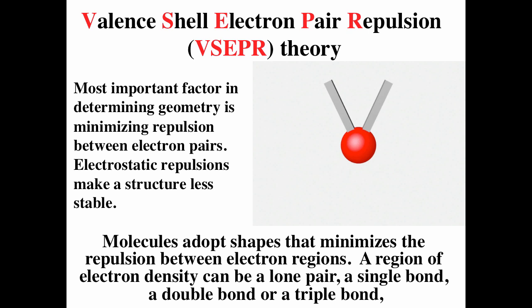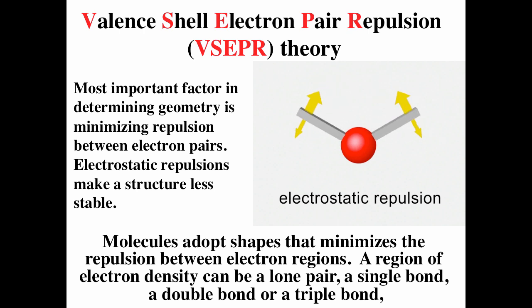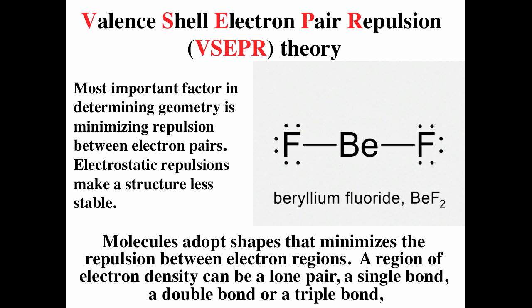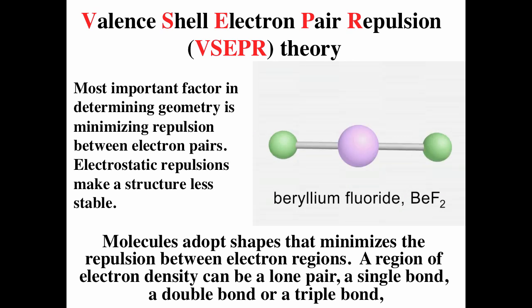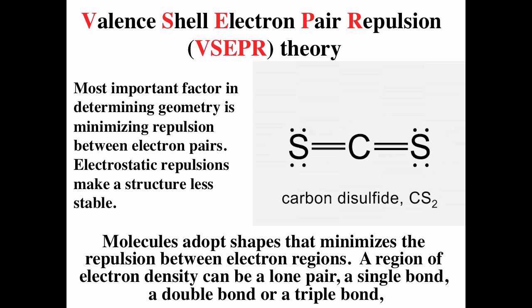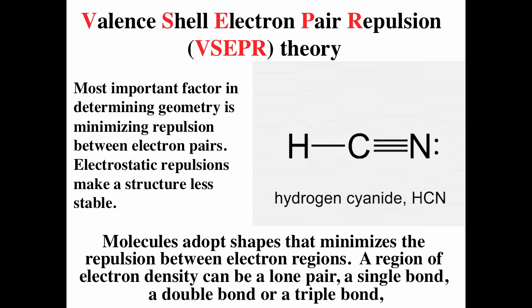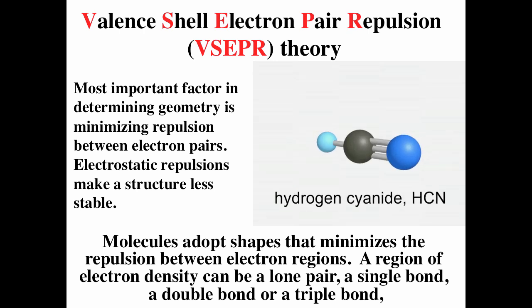We'll represent them as bars attached to a sphere and show the electrostatic repulsions as yellow arrows of varying width. The simplest case has two negative groups around a central atom. At any angle less than 180 degrees, electrostatic repulsions push the bars apart. Repulsions are minimized when the bars attain a linear arrangement. Electron groups can be single bonds, as in gaseous beryllium fluoride, double bonds, as in carbon disulfide, triple bonds, as in hydrogen cyanide, or, as you will see shortly, lone pairs.